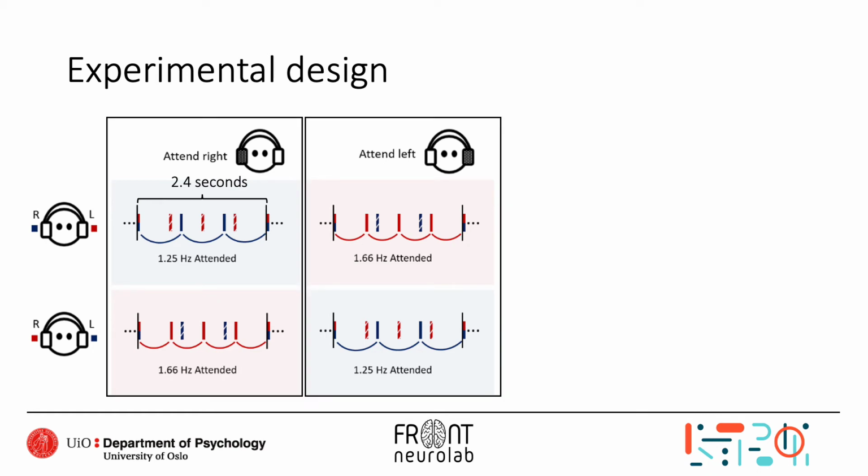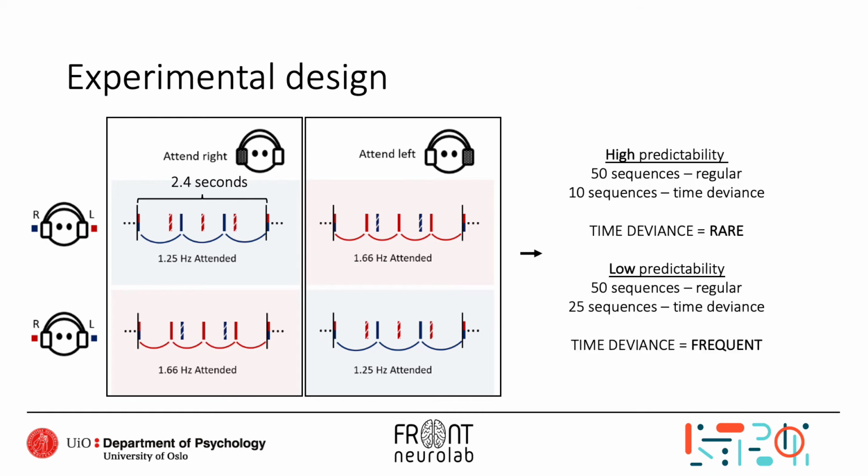To investigate lateralization of alpha and beta power, we subtracted the power during attend right conditions from the power during attend left conditions. To independently manipulate rhythm predictability, we ran each of these 4 blocks twice. Once, where the number of sequences containing time deviance were rare, denoting high rhythm predictability blocks. In the low predictability blocks, sequences containing time deviances occurred more frequently.